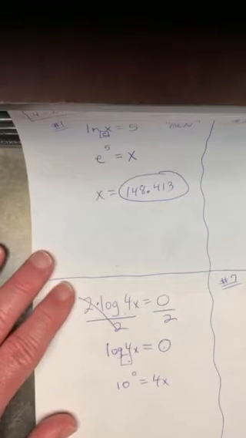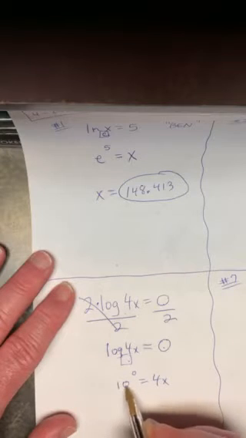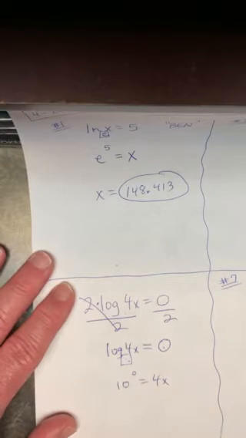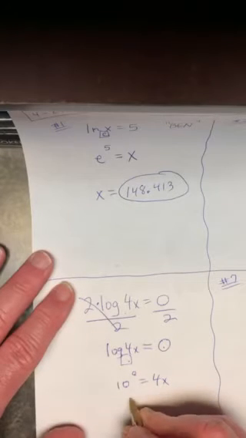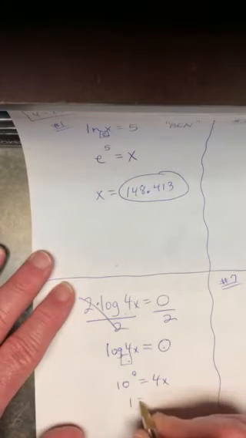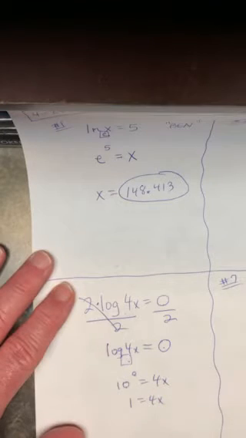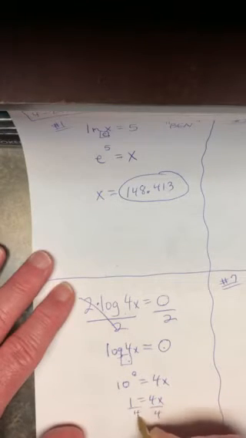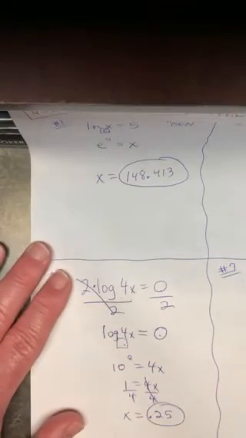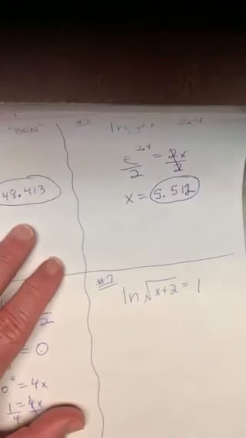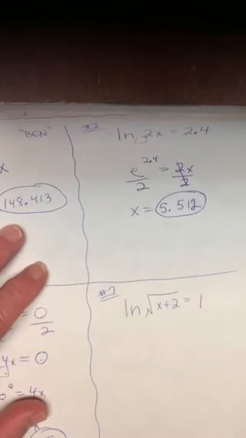Now, careful, if you're not thinking, some of you will see 10 to the 0 and you'll write 0. That's wrong. Anything to the 0 power gives you 1. Agreed? 1 equals 4x. Obviously, I divide by 4. And x equals 1/4, which, of course, if we want to make it a decimal, is 0.25. Okay? And then number 7, which is the last one on the front of my paper.